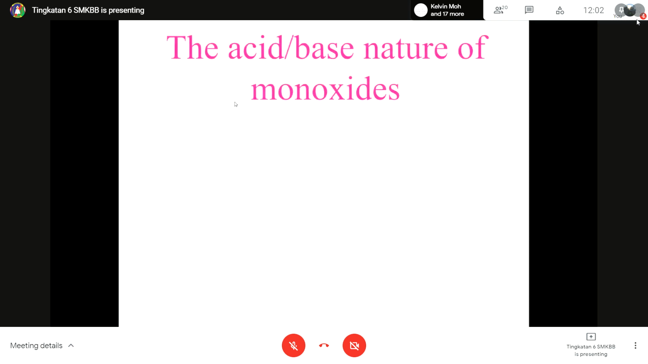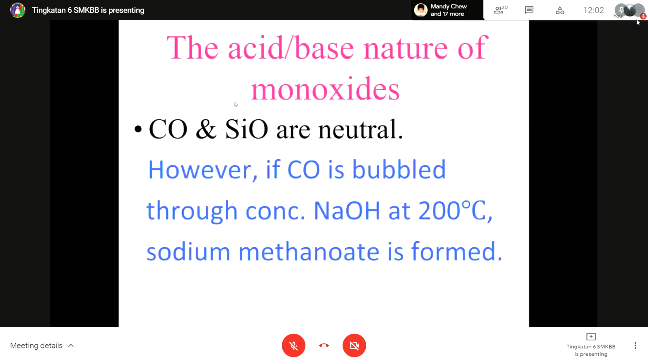Okay, so the monoxides, these two, are neutral. Neutral means they cannot react with acid or alkali, logically. But of course, CO, if you bubble it through concentrated alkali at high temperature, you find that it still actually will react. By right, neutral means no reaction with alkali or acid. But if your alkali is concentrated and the temperature is high, then CO actually shows an acidic character and produces a salt.